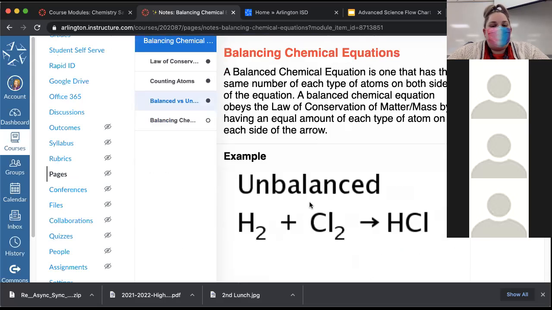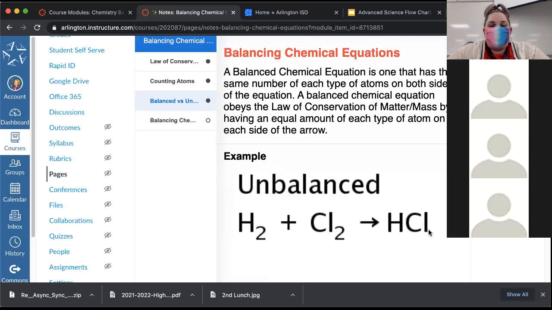But if I look at this, this is unbalanced, because if we use what we just did on counting atoms, I can see there are 2 hydrogen atoms right here, and there are 2 chlorine atoms right here. That's the reactant side. Here's my arrow. On the product side, though, neither of these have coefficients. I only have 1 hydrogen and I have 1 chlorine.